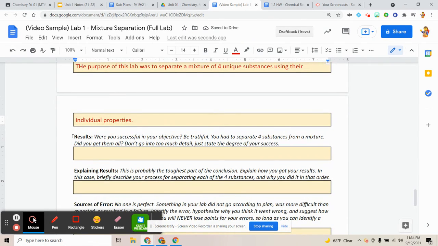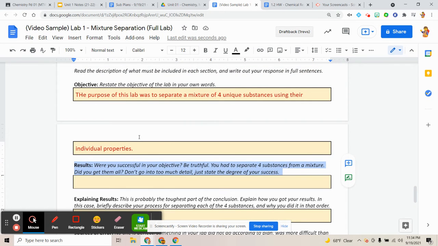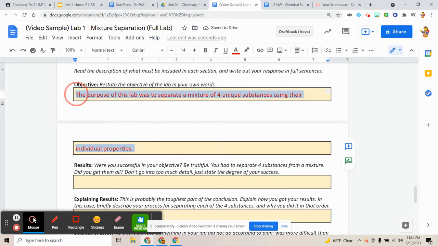The next is where you state your results. And this again is also short, where you would just briefly say to what degree you met the objective. The objective here was to separate a mixture of four unique substances. Well, I would say, and I'm just going to make this up: we were able to successfully separate out the purple powder.